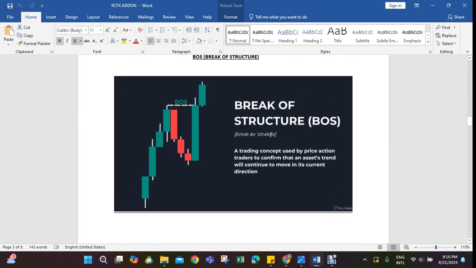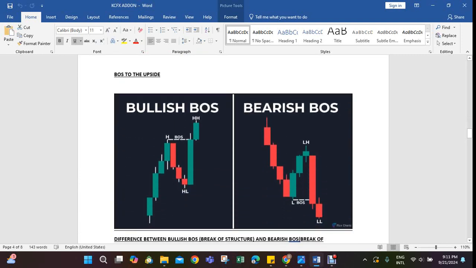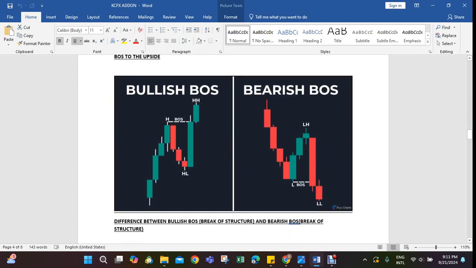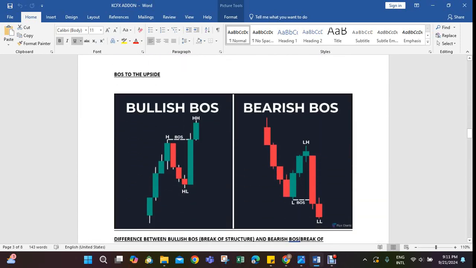Now we understand that the break of structure is when candlesticks break the previous higher high. It forms a break of structure and creates a newer higher high. So now let's go down. Now BOS to the upside. We have bullish BOS, which is the buy, the one I just explained to you. Now this is bullish BOS and a bearish BOS.